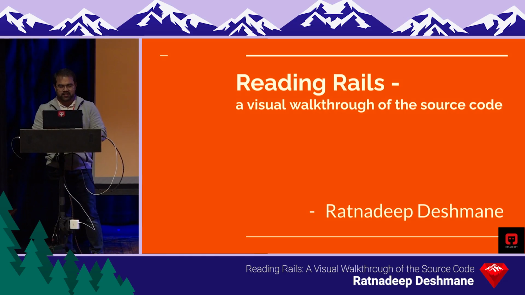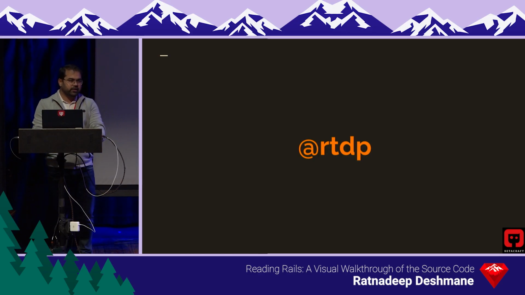Okay, let's get started. Reading Rails, a visual walkthrough of the source code is the topic that I'm going to talk about. That's RTTP, my username, Twitter handle, X handle, and you will find me with that handle everywhere.